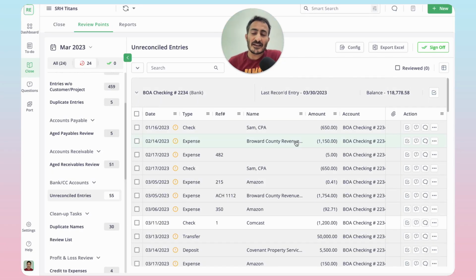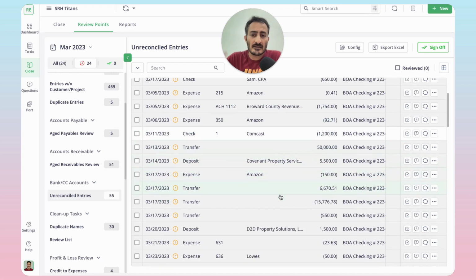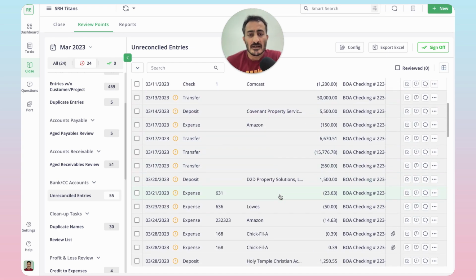Now in this particular case, let's just say we are looking at Bank of America. The last reconciled entry is this one, and these are the list of transactions. Now let's also understand what we mean when we say unreconciled entries. These transactions are such that have not yet cleared from the bank account, right?